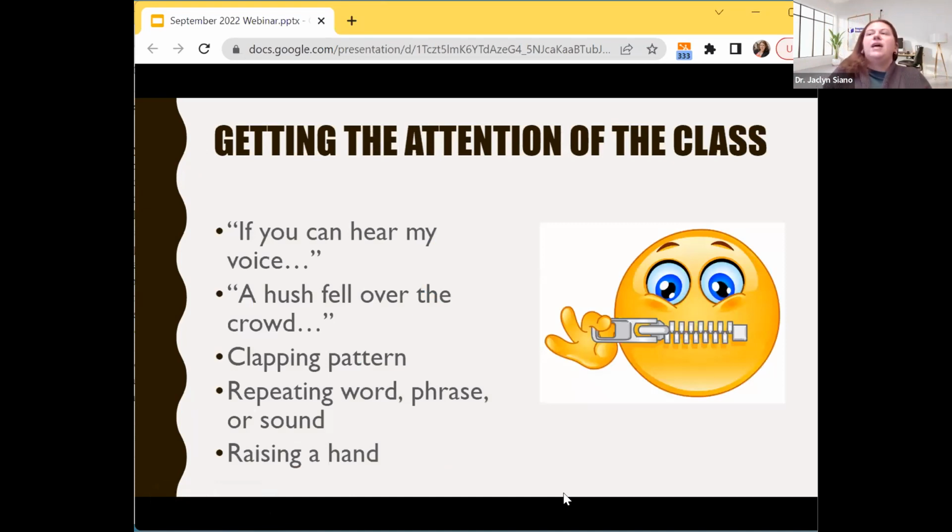Getting the attention of the class. This is definitely something that needs a procedure and then a routine. I wouldn't use all of these things. I would pick one that works for you. So it could be, and I think a lot of this depends on the age of your students.